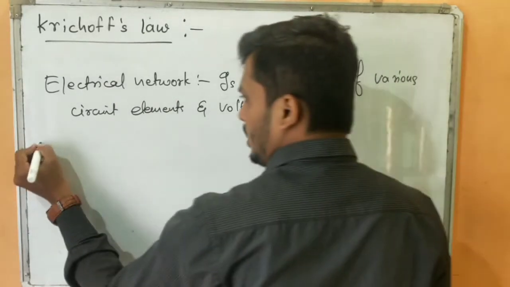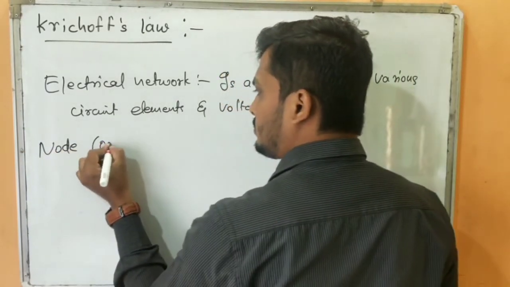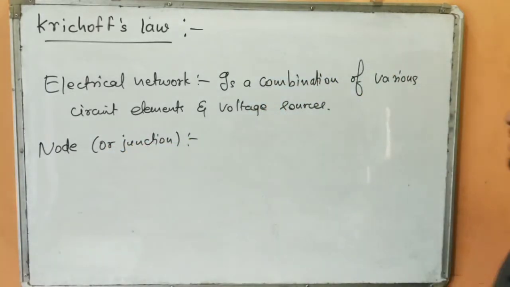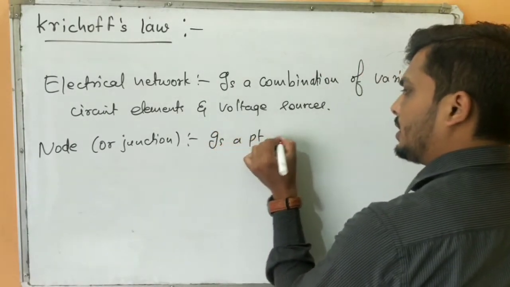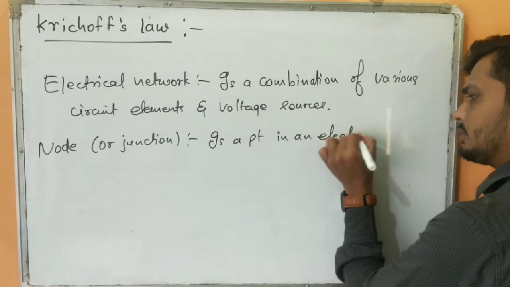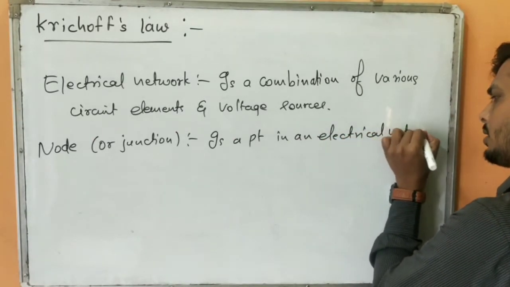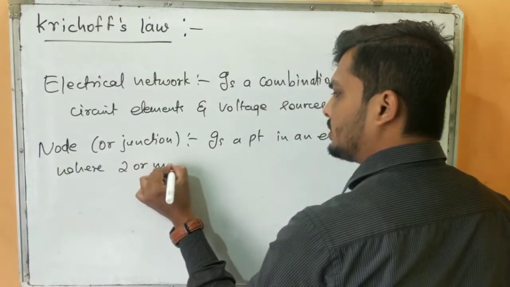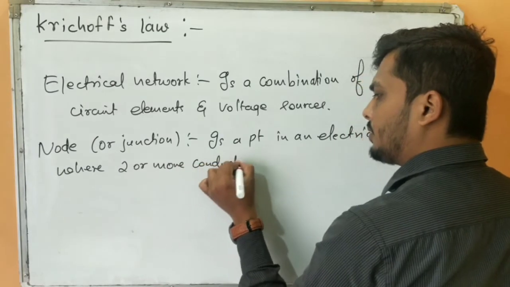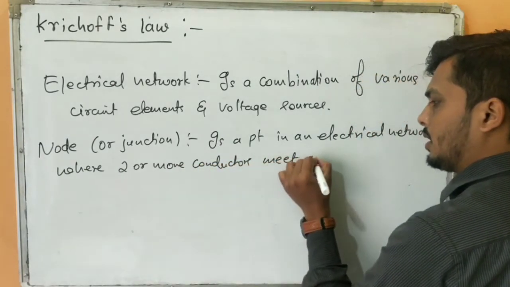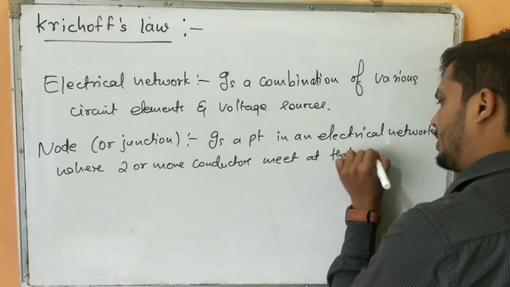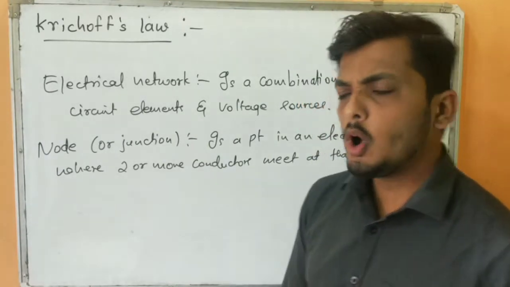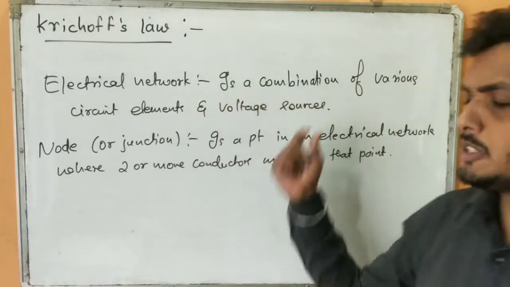Later we will study nodes. A node, or in common language a junction, is a point in an electrical network where two or more conductors meet at that point. So what is an electrical network? It's the combination of various circuit elements and voltage sources.